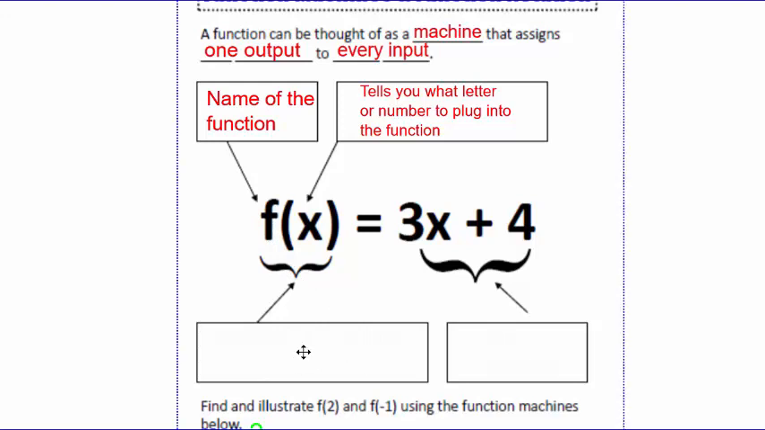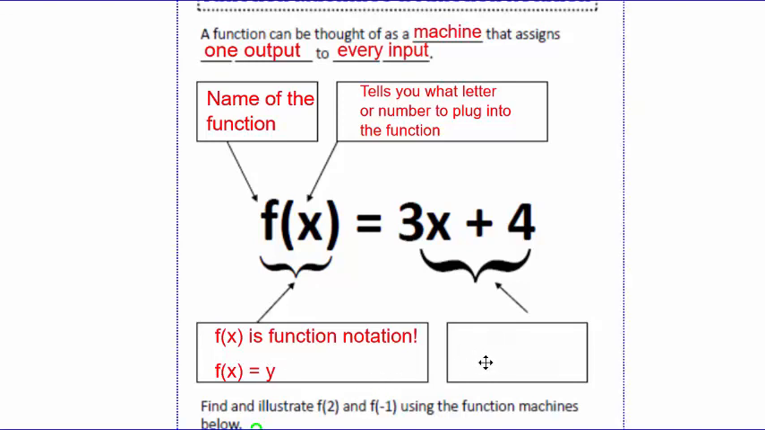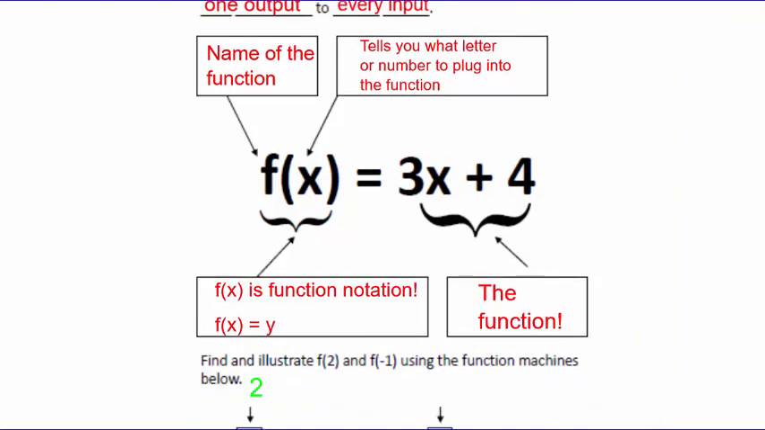Alright, the next thing that we have is the f of x. So the f of x is just the function notation. So f of x is the same thing as y. So it's like if you told me that y was equal to 3x plus 4, it's the same thing as telling me that f of x is equal to 3x plus 4. However, f of x is the notation that you'll be expected to use in Math 1. And then the last part that we have is the 3x plus 4, and the 3x plus 4 is just what we call the function.